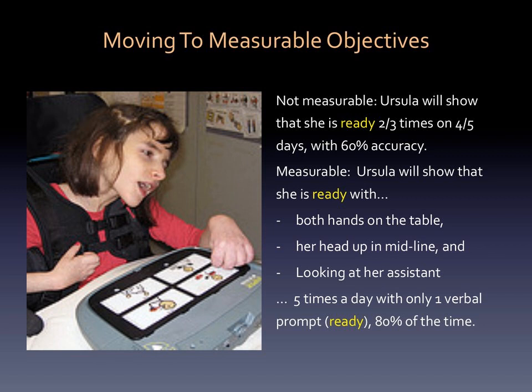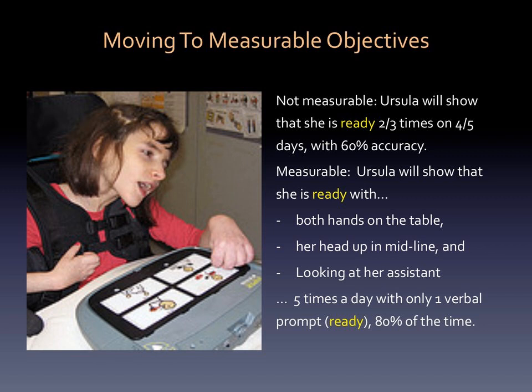Now, sometimes teams get so carried away with including percentages and numbers that not only is it impossible to actually measure the objective, it doesn't really even make any sense. Maybe you've come across a few of those in your work. Here's an example of what I'm referring to. The skill is about the student getting herself into a ready position so that she can work or communicate. So, Ursula will show that she is ready 2 to 3 times on 4 to 5 days with 60% accuracy.